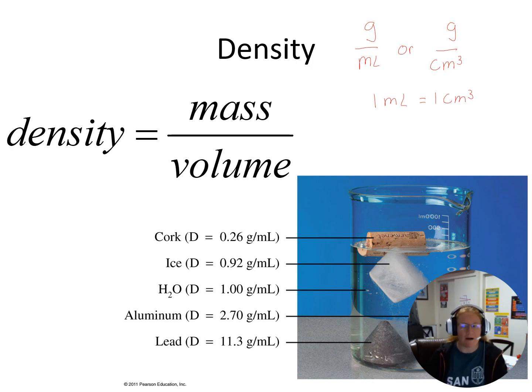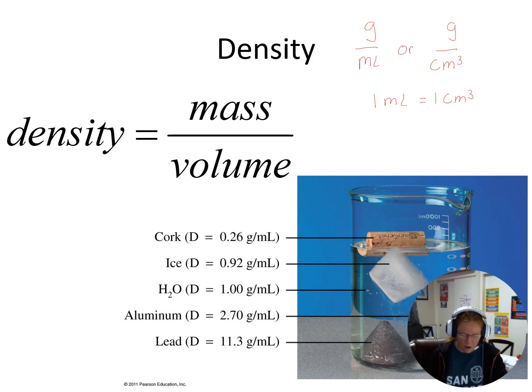When we talk about gases, gases are not very dense at all. So for gases, we're going to use similar units. We will use grams per liter, but for the vast majority of substances that we talk about, it'll be grams per mil.